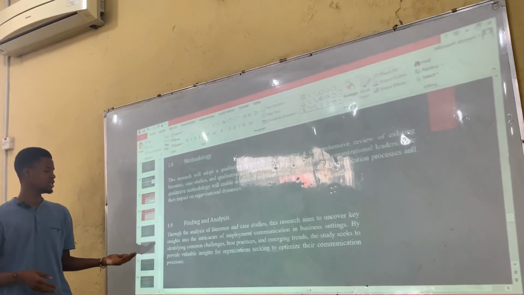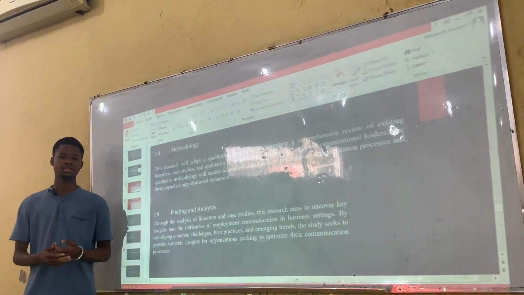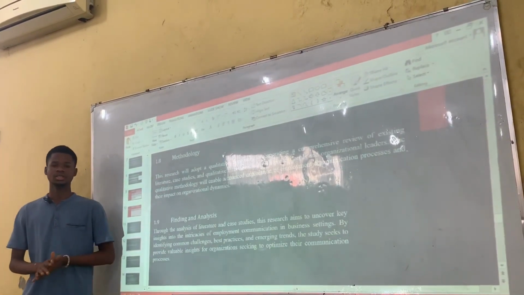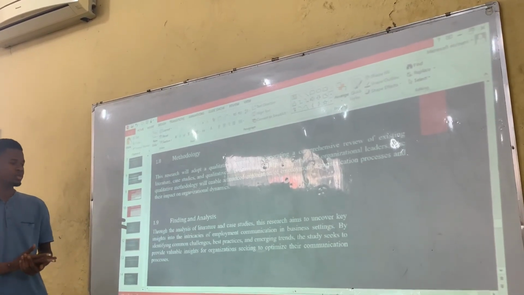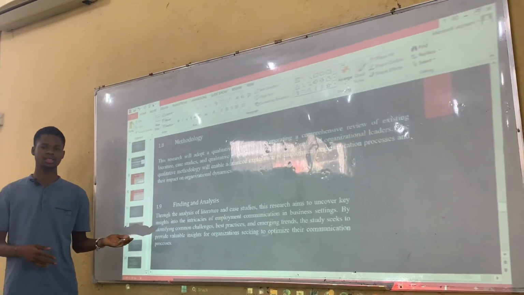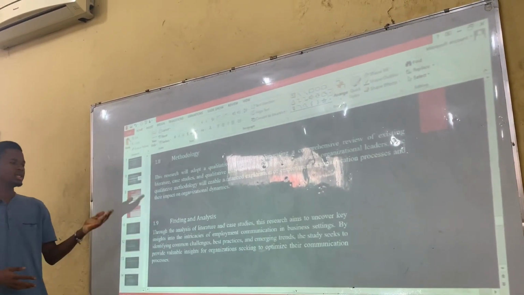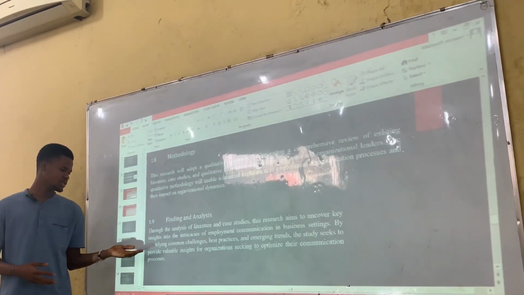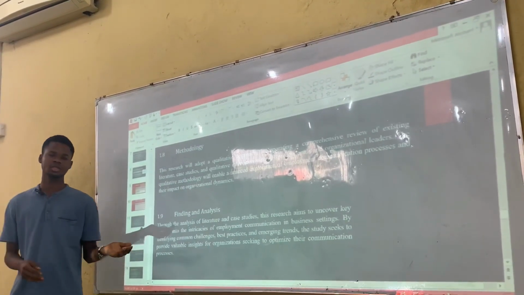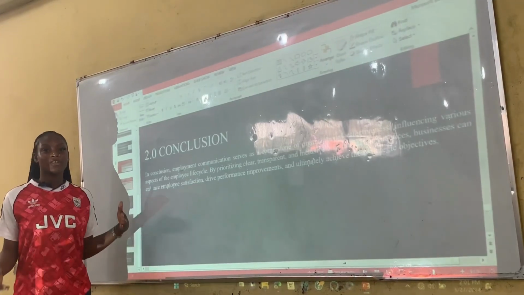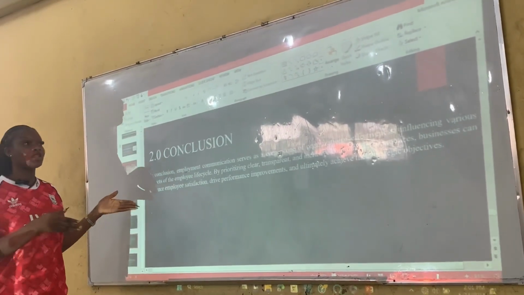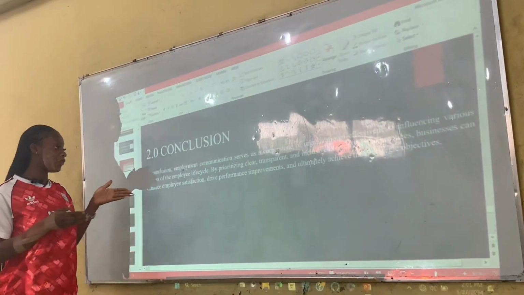Findings and analysis. Through the analysis of literature and case studies, this research aims to uncover key insights into the intricacies of employment communication in business settings. By identifying common challenges, best practices, and emerging trends, this study seeks to provide valuable insights for organizations seeking to optimize their communication processes.